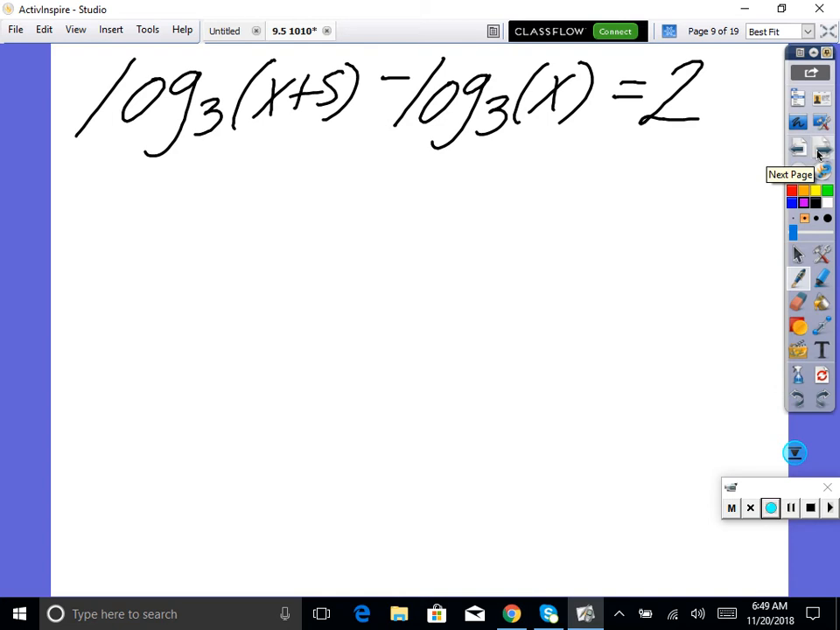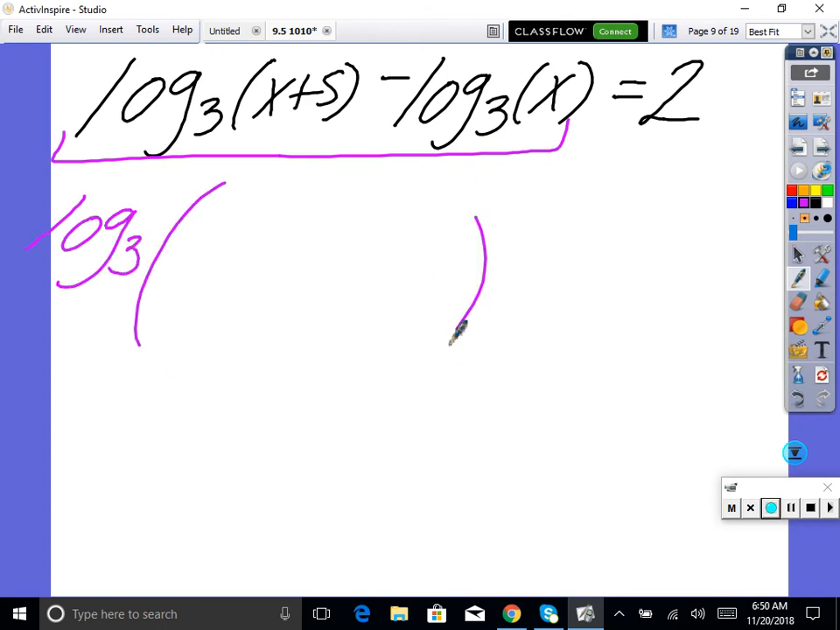Okay, all right, let's look at this one. Would it be appropriate to base 3, base 3, base 3? No, because you can't do that across the subtraction sign. So what should we do instead here? Combine them, yep. So log base 3 of x plus 5 divided by x. When you subtract, you divide. Way to remember. Equals 2.